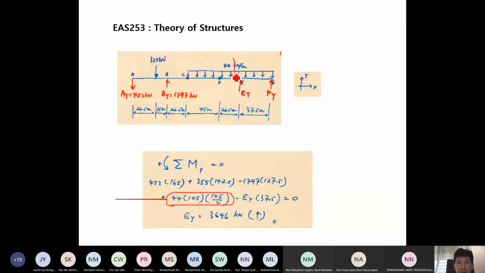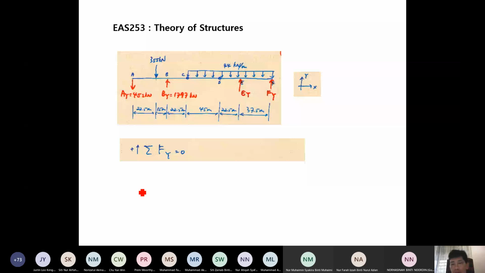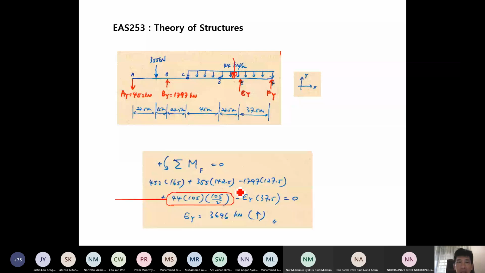So we want to take moment at F. That's why 105 over 2 gives you the moment, and it is counterclockwise. That's why it becomes positive. So you have to familiarize yourself with this, how to consider moment caused by UDL. So finally, EY is already decided, AY, BY are decided, so only FY is left.